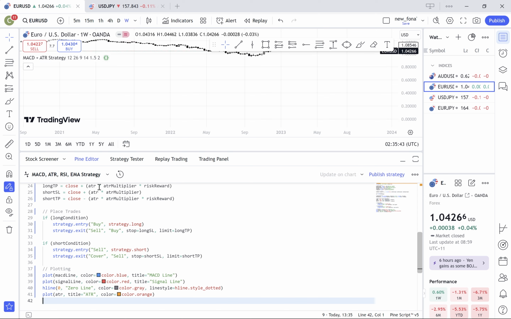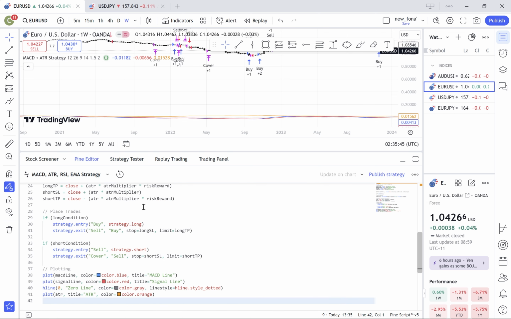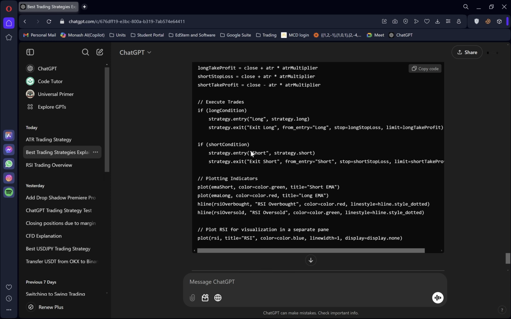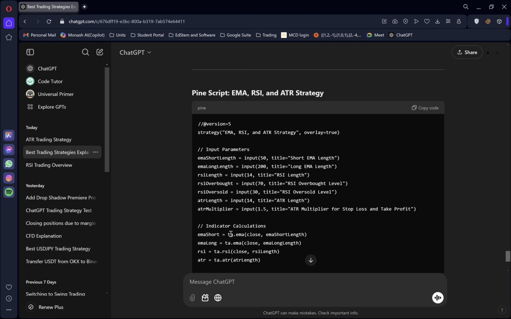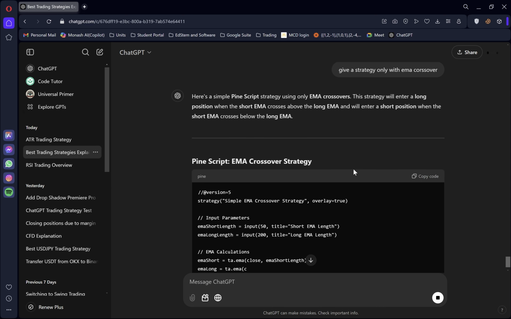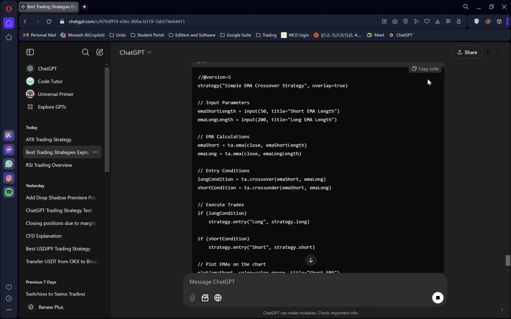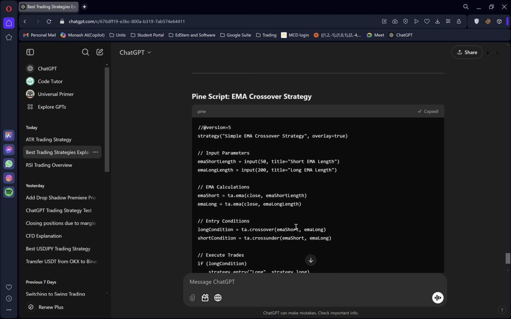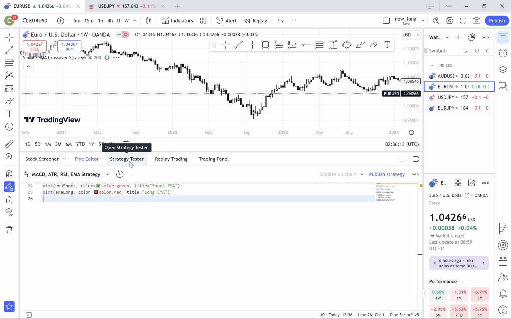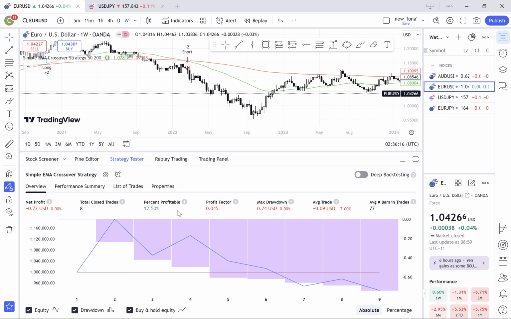Let's actually update this. This should again give us something. Okay. Give a strategy only with EMA crossover. Let's see how this works. This is going to have a really bad profitable percentage.